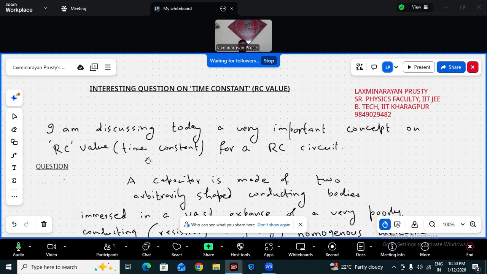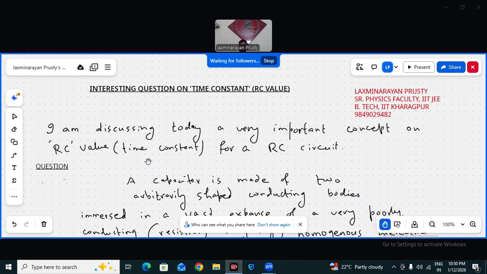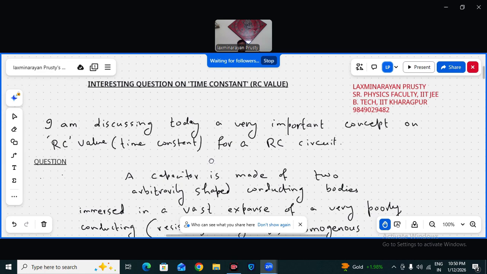This is based on the RC value of an RC circuit, the time constant. Basically, we call that RC value. It's a very typical question, and questions based on this have been asked in JEE Advanced especially, and can be asked in JEE Mains also. It is not a big issue. What is the question?